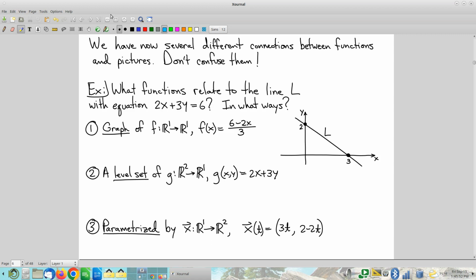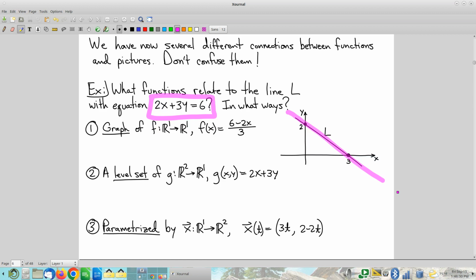In this example, we're going to turn that around, and I'm going to say, here's a picture. In particular, we'll look at this equation right here. That's a line. So given that picture, given this geometric object, what function is this a picture of? The answer is it's a picture of several different functions, depending on what kind of picture you're talking about. This is a graph of one function. It's a level set of a totally different function. And it is parameterized by yet a third completely different function.